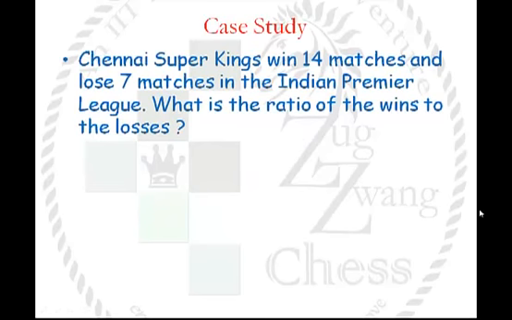So let's take a specific case study. Chennai Super Kings wins 14 matches and loses 7 in the IPL. What is the ratio of the wins to the losses? Very simple, but let's take it and go step by step.